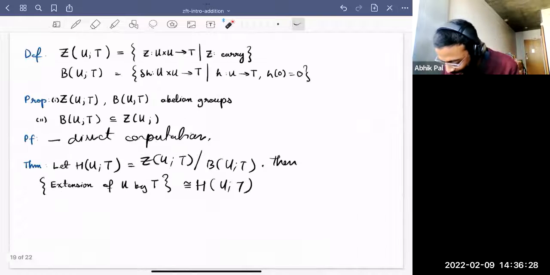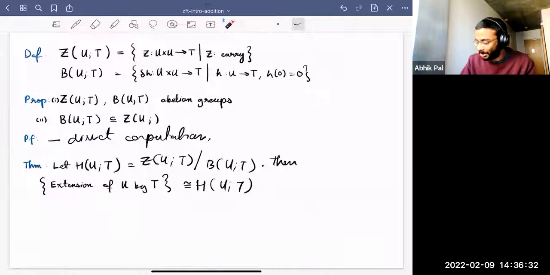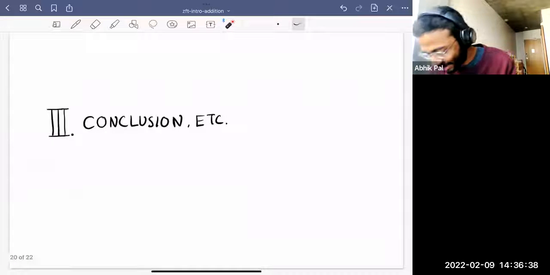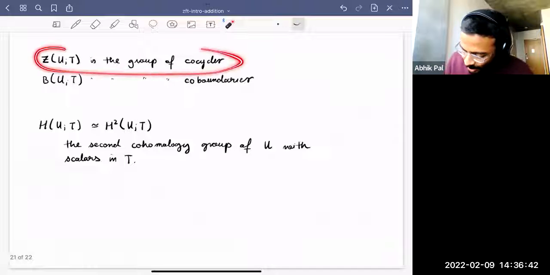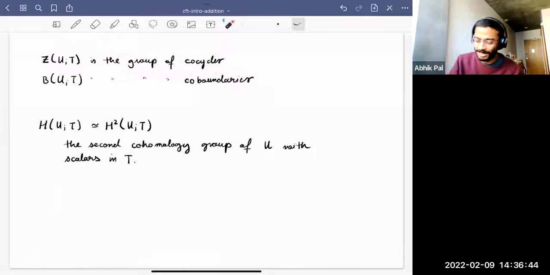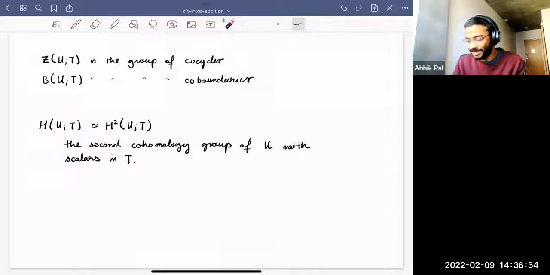Okay, so this is somehow the end of what I wanted to talk about. But before I close, I think it is only fair if I stop lying about what I'm saying and tell you what these things really are. The group that I was calling the group of carries is the group of cocycles, and these impacts are called the group of coboundaries. And really the group that we computed as a quotient is the second cohomology group of U with scalars in T.